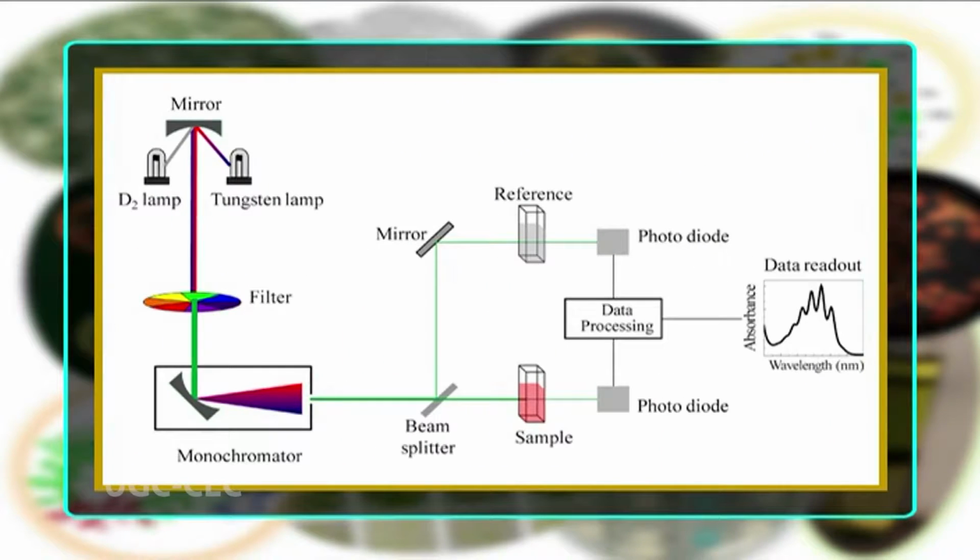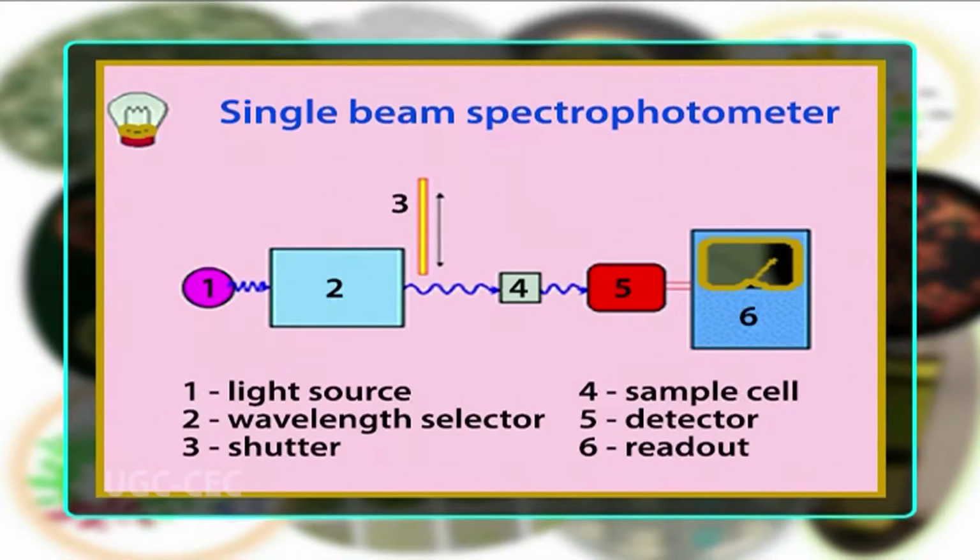There are two major classes of devices. A double beam spectrophotometer compares the light intensity between two light paths, one path containing a reference sample and the other the test sample. The other device is a single beam spectrophotometer, which measures the relative light intensity of the beam before and after a test sample is inserted.